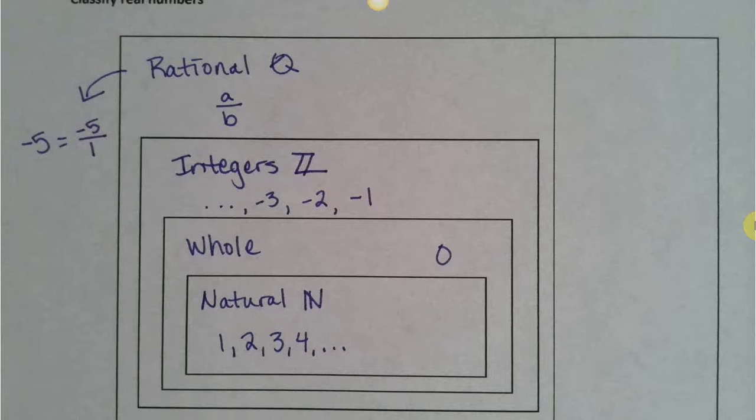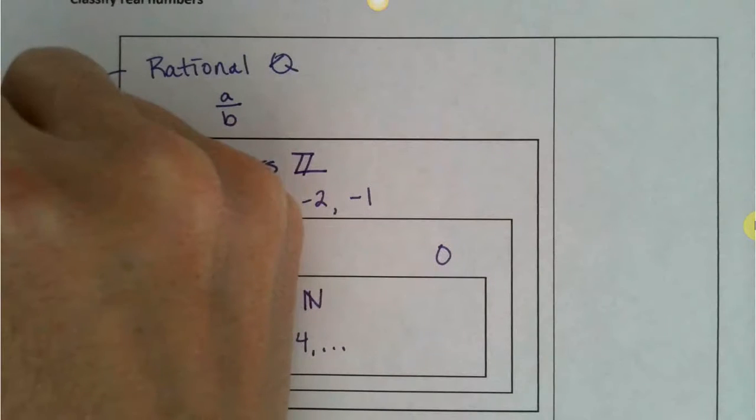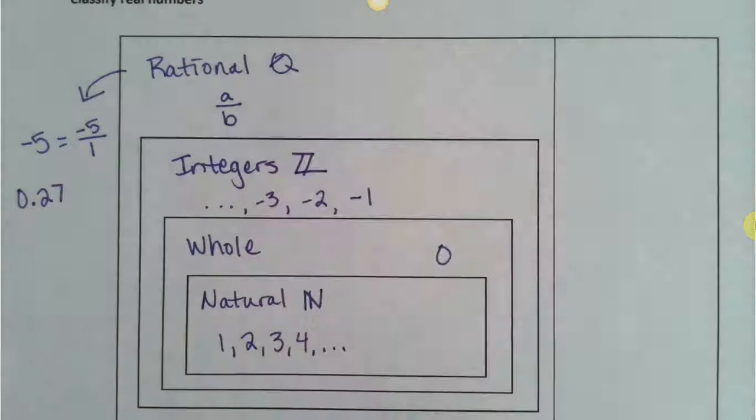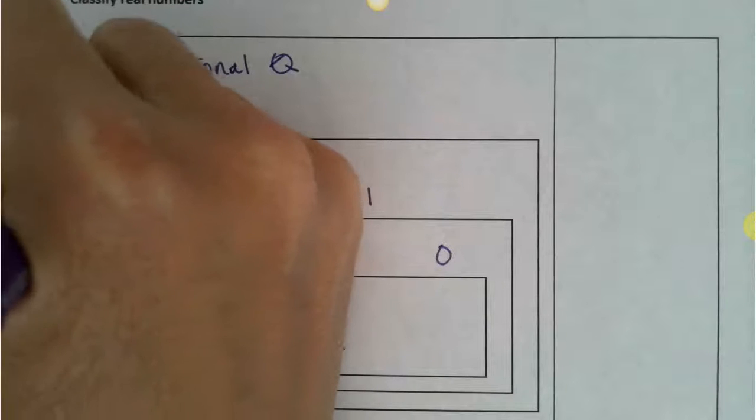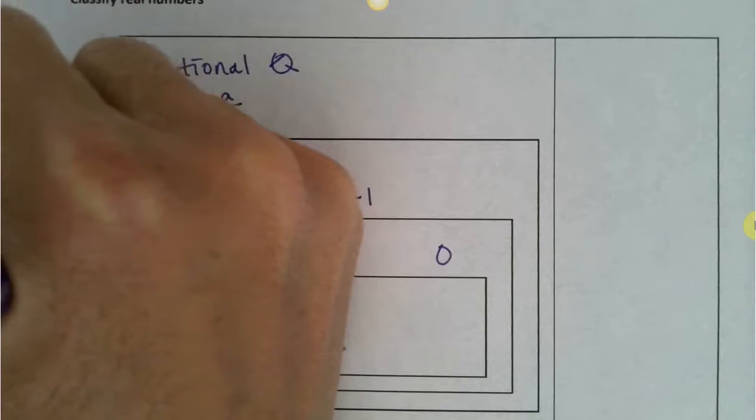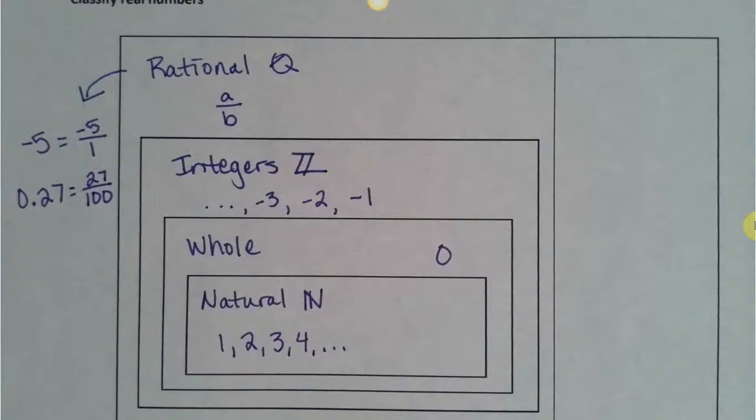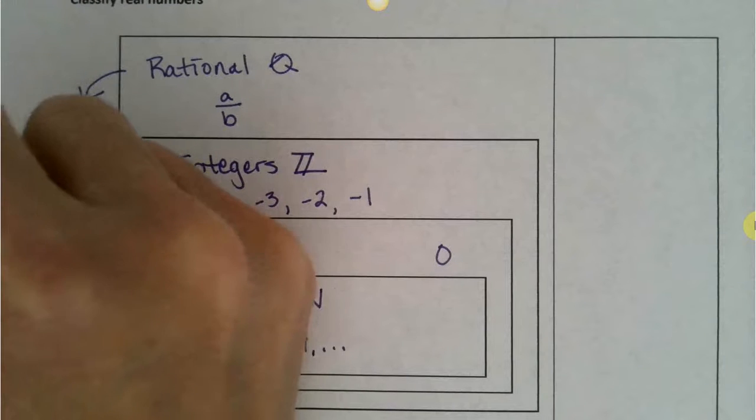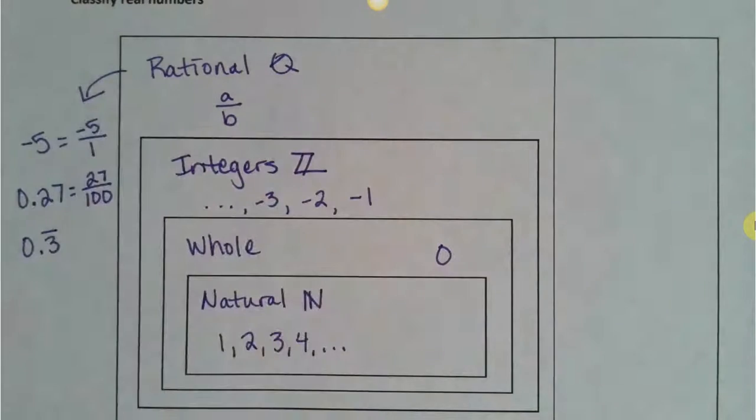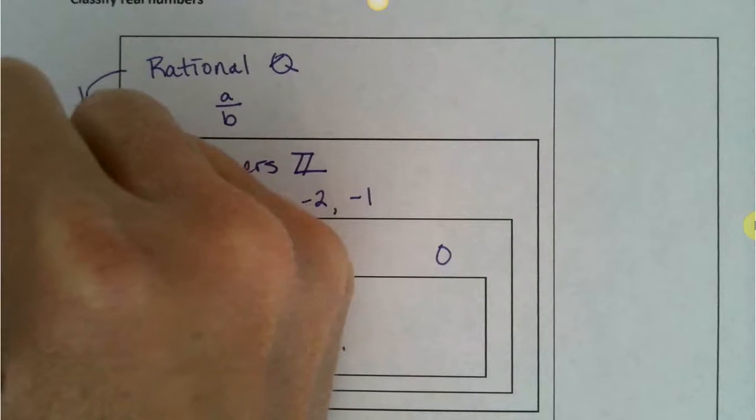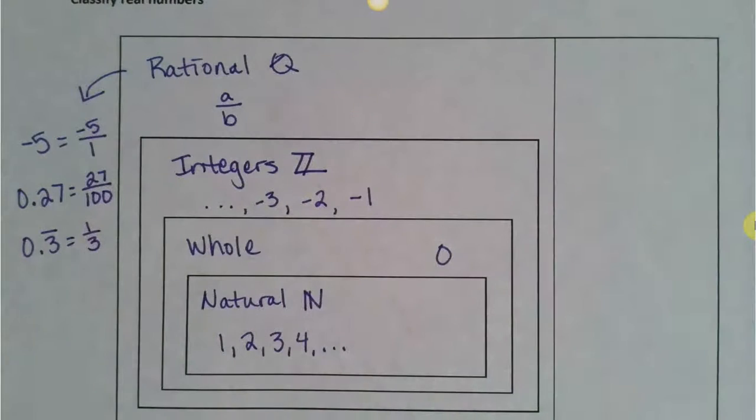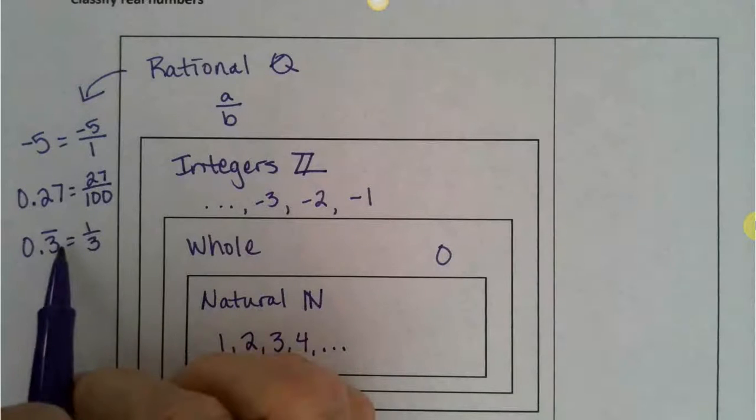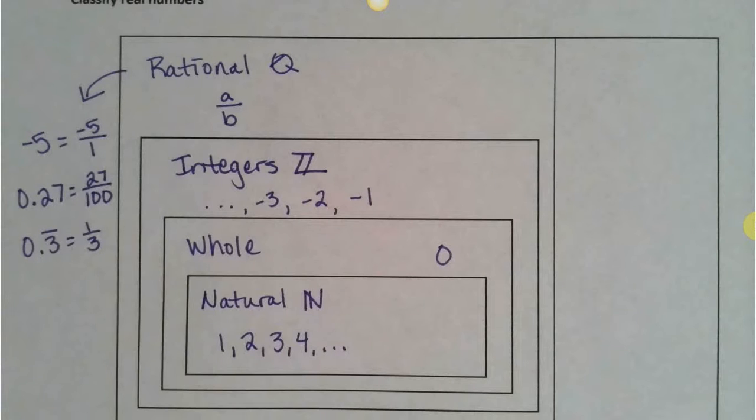The rational numbers also include terminating decimals, like 0.27, which we could write as a fraction as 27 over 100. And it also includes repeating decimals, like 0.3 repeating, which you may recognize as 1/3. So any of these types of numbers would also be considered rational.